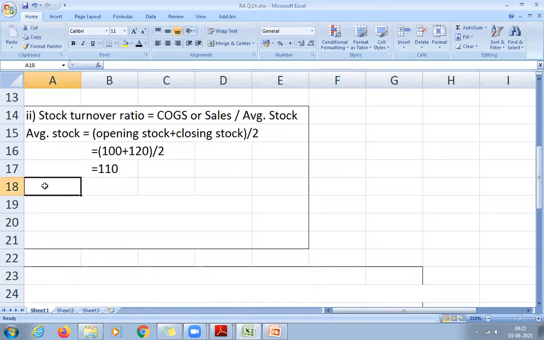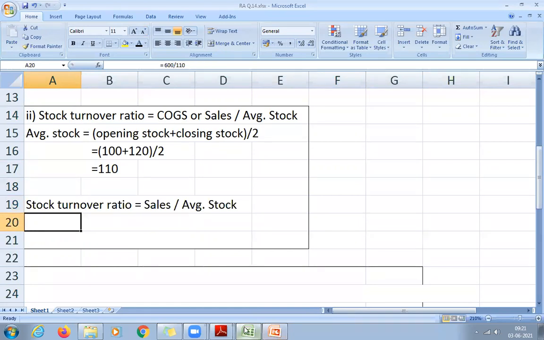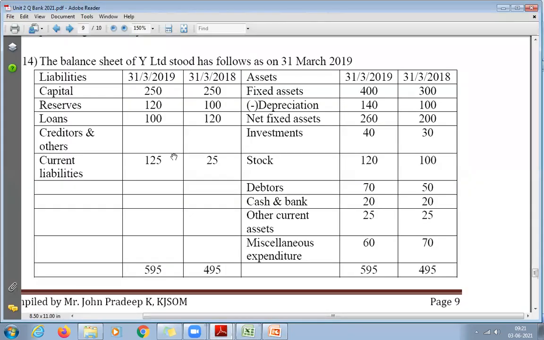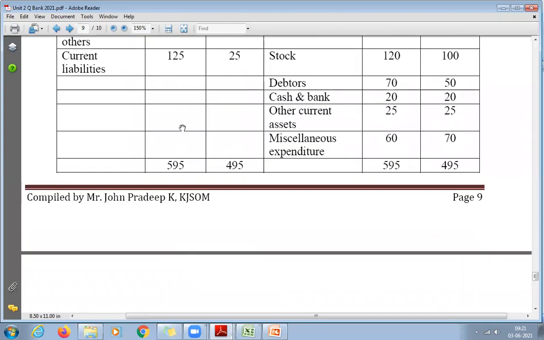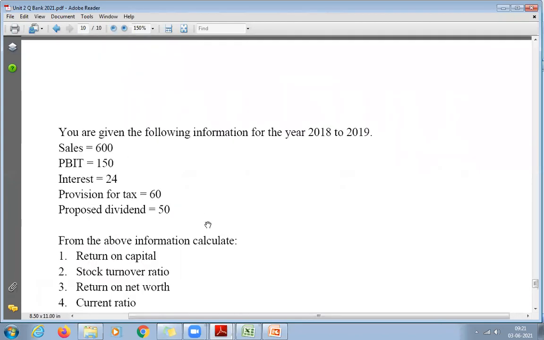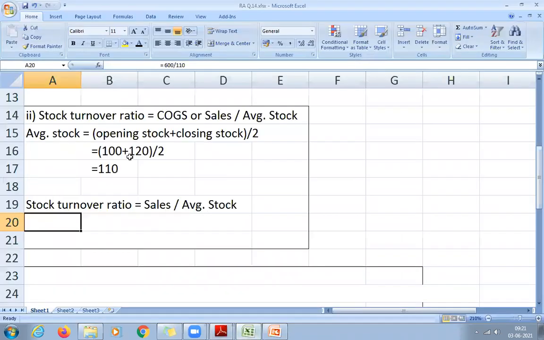So now you calculate the stock turnover ratio. Now apply the formula. We will use sales because I don't know the COGS. How much is sales, students? 600. So 600 divided by 110. How many times do you get? 5.45. Is it a good ratio, or bad?